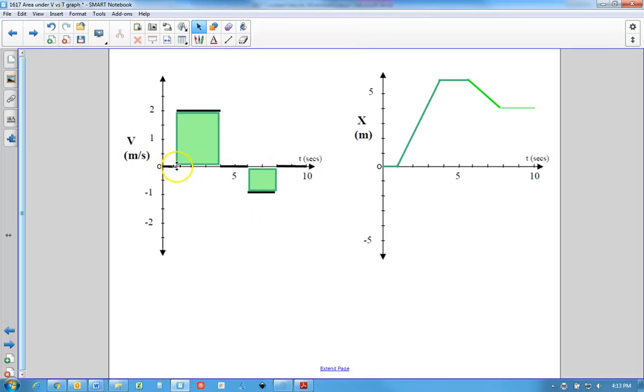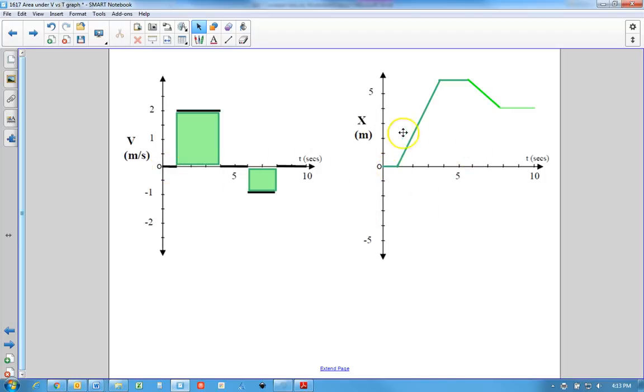So a 0 velocity means my position stays constant. This area of 6 means I go from 0 to 6 meters. This area of negative 2, it's below the axis with a negative velocity, means I come back from 6 meters down to 4 meters.